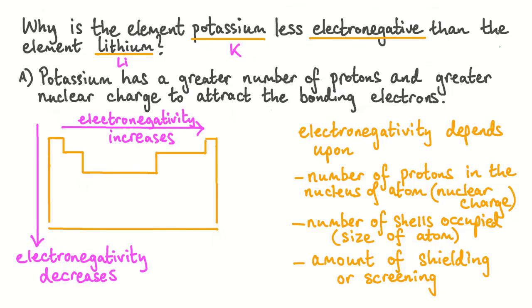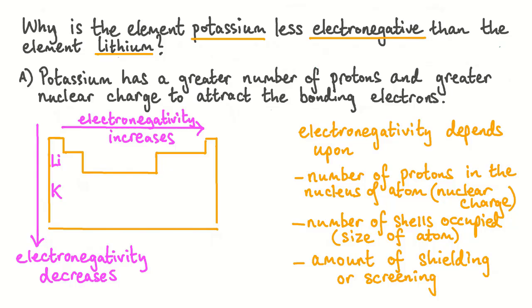We're comparing potassium, symbol K, with the element lithium, symbol Li. Both metals are located in group 1 of the periodic table, and since potassium is further down the group than lithium, the element potassium is certainly less electronegative than lithium.